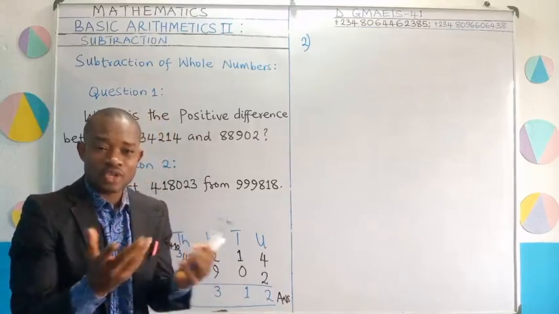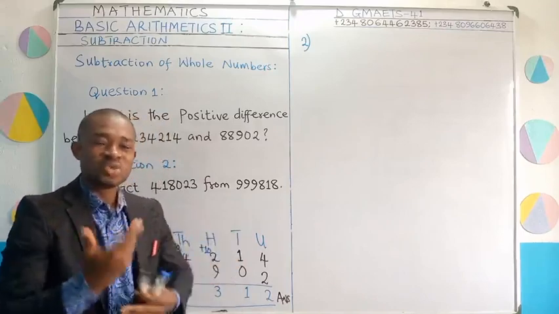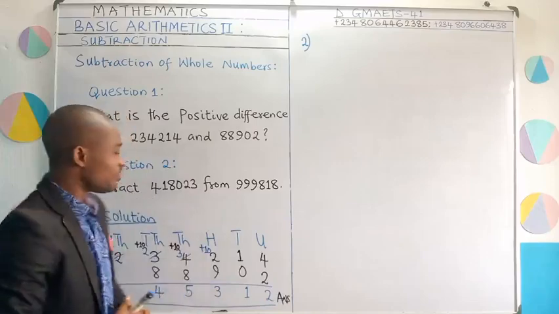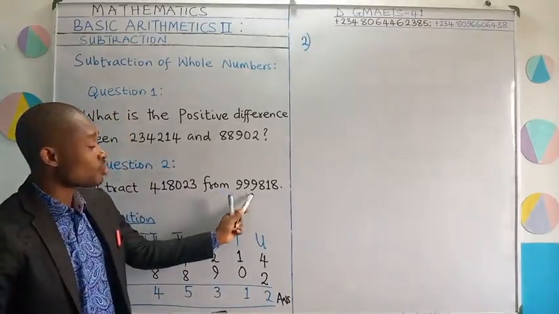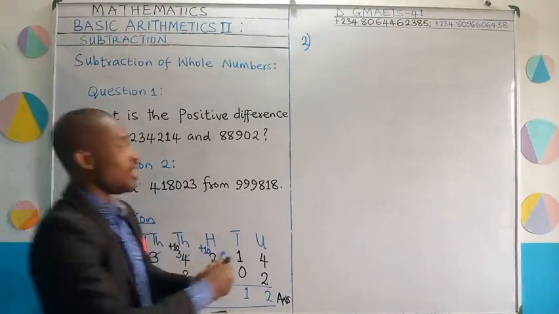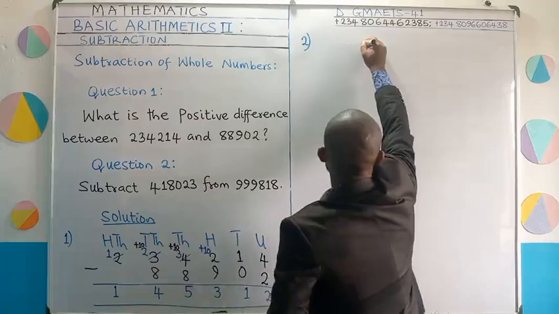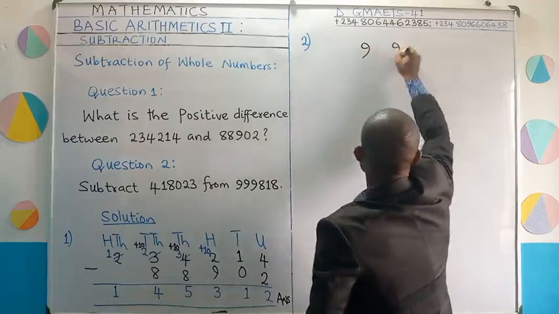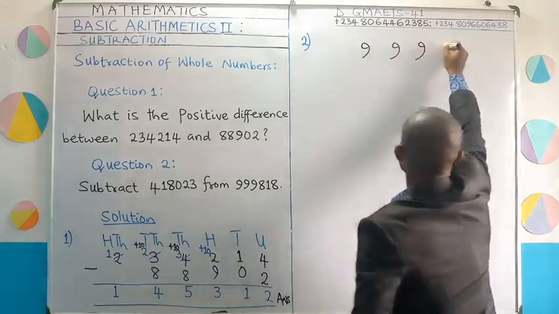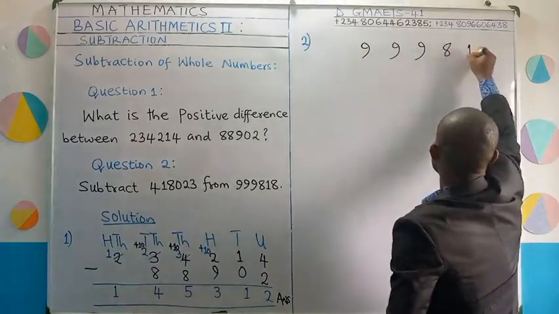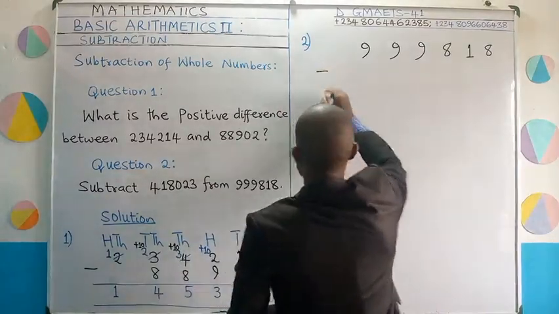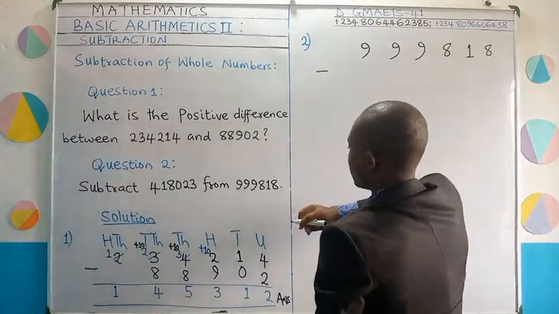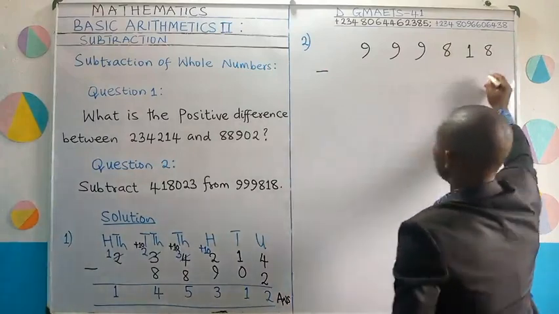I always do this so that you see and appreciate the importance of place values. And of course, when you are just learning this from the beginning, you need to ensure you get used to place values very well. So here I am going to write 999,818 first. So I have 999,000, then 818. Good. Minus 418,023.